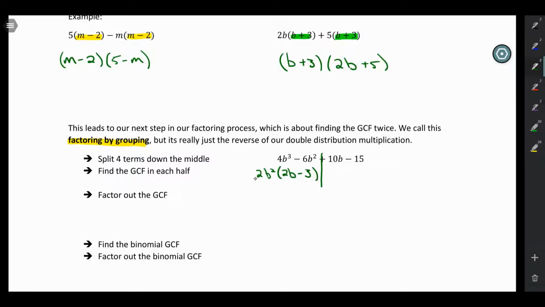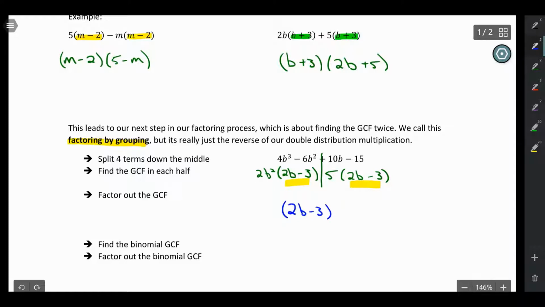I'm going to look for that greatest common factor, which in this case is 5. And I will divide that out of the 2 terms. So 10 divided by 5 is 2, still have the b. Negative 15 divided by 5 is negative 3. And so now, see how I have this common binomial factor in each spot? I'm going to take that common factor out to the front. That's my binomial greatest common factor.